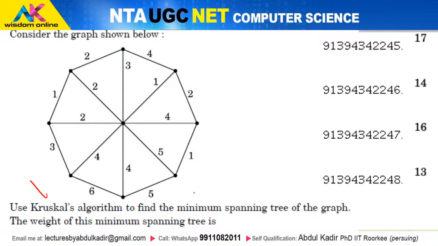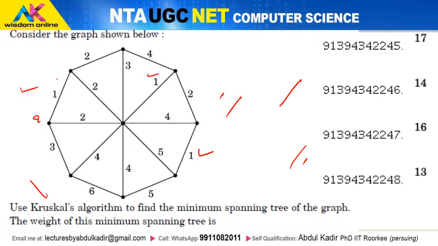So he is saying to use the Kruskal algorithm to find the minimum spanning tree of the graph; the weight of the spanning tree is asked. Anyway, you can solve this question very easily by the Kruskal algorithm. What you can do is take this edge first, then take this edge. So these 2 edges you can take. Now you can take this edge also.